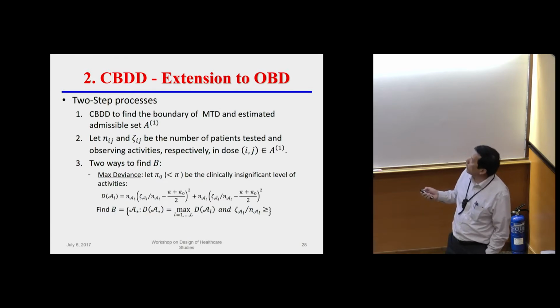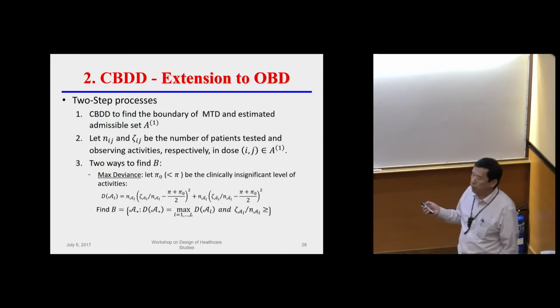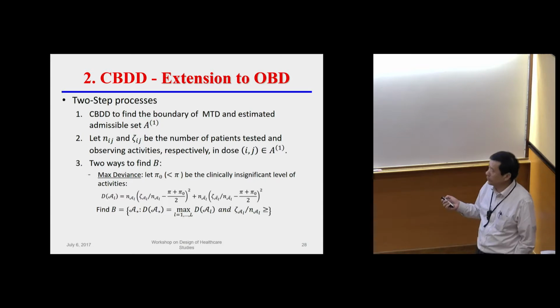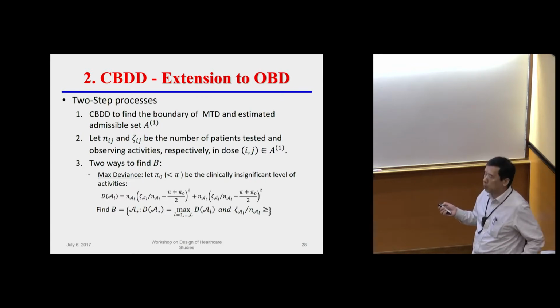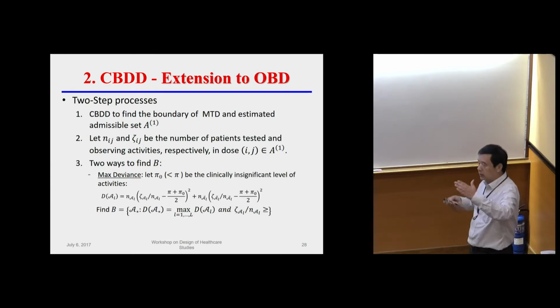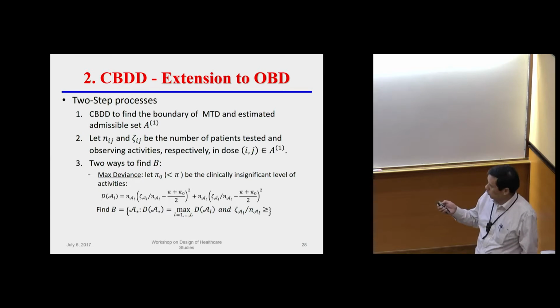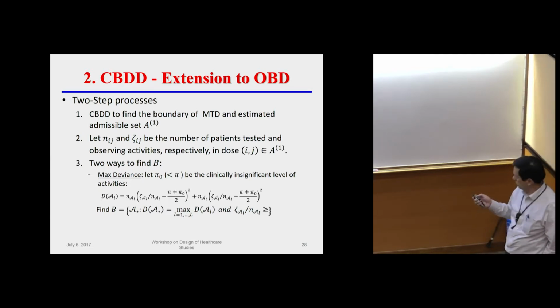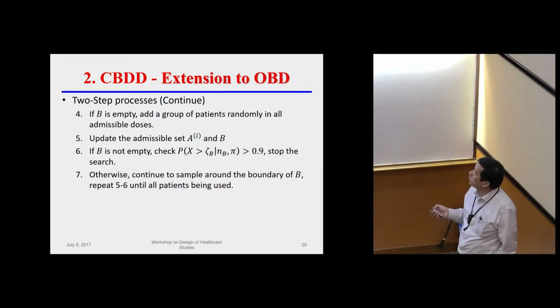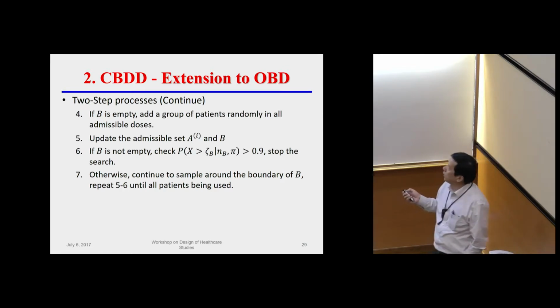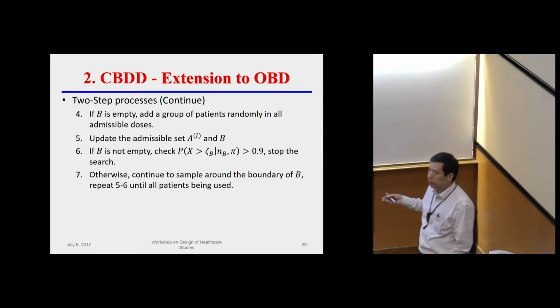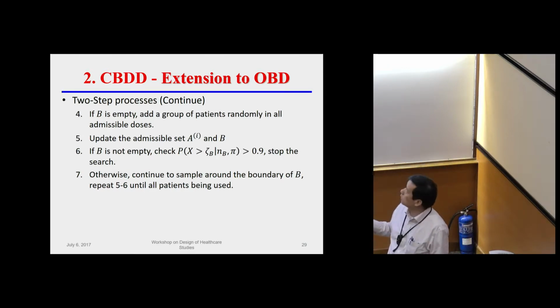Another way we can do that is if I specify an unacceptable pi 0, then I draw a line between pi 1 and pi 0. Then I look for the interval that deviates most from that line, and use that to look for my B. So these are two different ways to do that. Initially, the B may be empty.